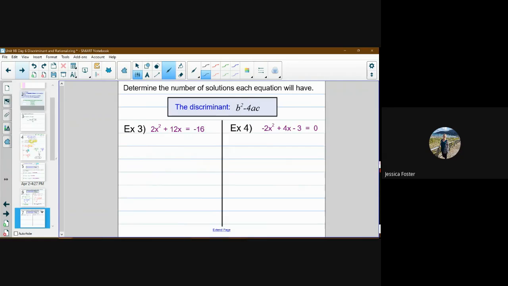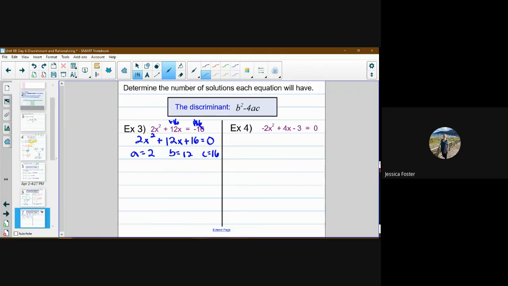All right, 3 and 4, same thing. Pause the video, work through number 3, work through number 4, see if you can get the same answers that I'm going to get when I work through them. Let's change this to standard form. I'll add 16 to both sides. I'd add 16 to this side, I'd add 16 to that side. That's where that came from. There you go. A is 2, B is 12, C is 16.